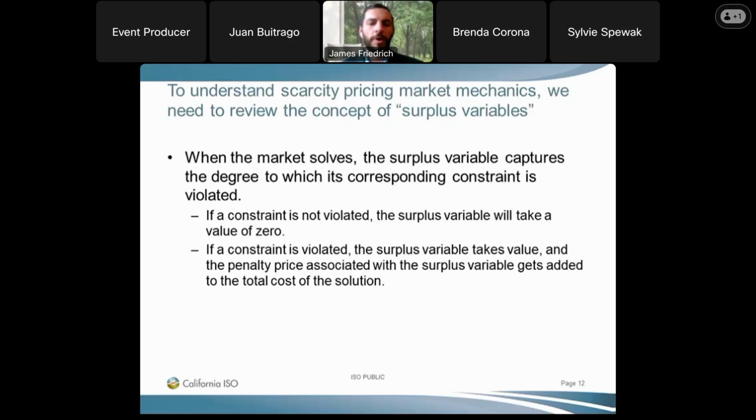Okay, so when the market solves, the surplus variables capture the degree to which the corresponding constraint it's associated with is violated. So if the market runs and no constraints are violated, then all of the surplus variables in the market take a value of 0. If there is a constraint that's violated, the surplus variable associated with that constraint takes some sort of number value. And the penalty price associated with that surplus variable gets added into the total cost of the solution. Next slide, please.